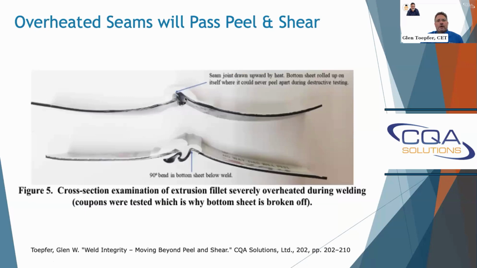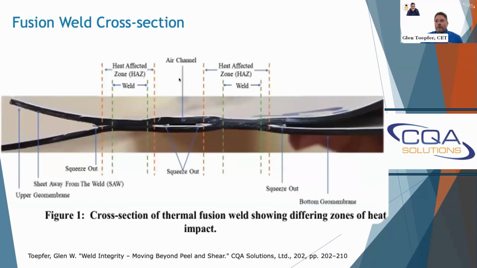Here's an extrusion sample that's overheated. Again, you can see kind of the 90-degree bend, it's overheated. It's sucking the material up into the weld as it's being welded, and that's just going to lead to brittleness and issues in the future, something that we need to figure out how to address. And the whole purpose of the overheating is so that you pass this destructive testing.